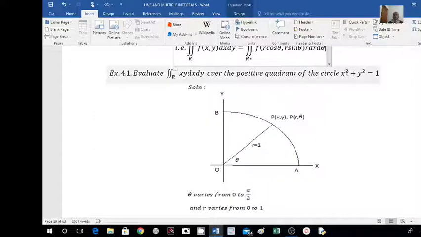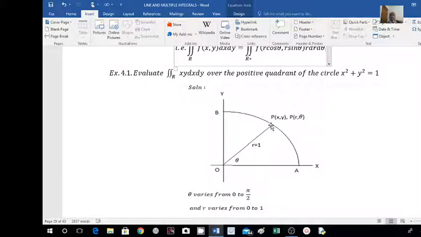Now here, what is the radius of the circle? 1. So r ranges from 0 to 1. What about theta? To cover this entire region, theta has to go from this point to this point to this point, then this whole region is covered. That is, theta ranges from 0 to pi by 2, r ranges from 0 to 1.